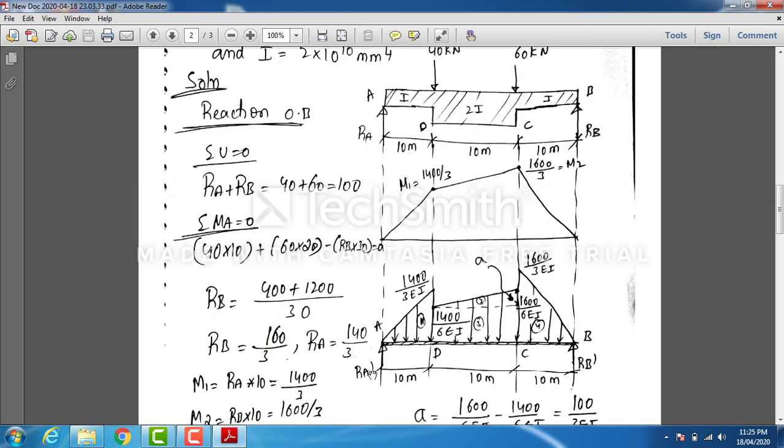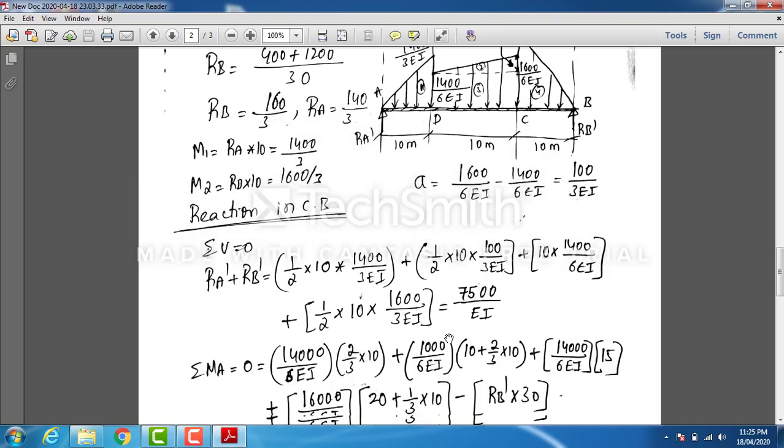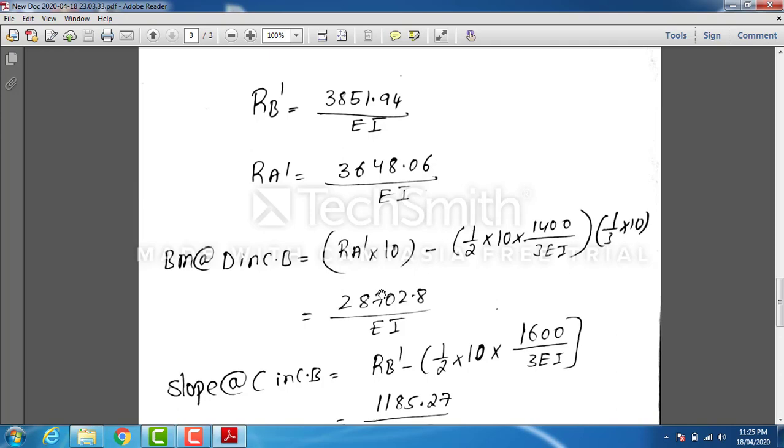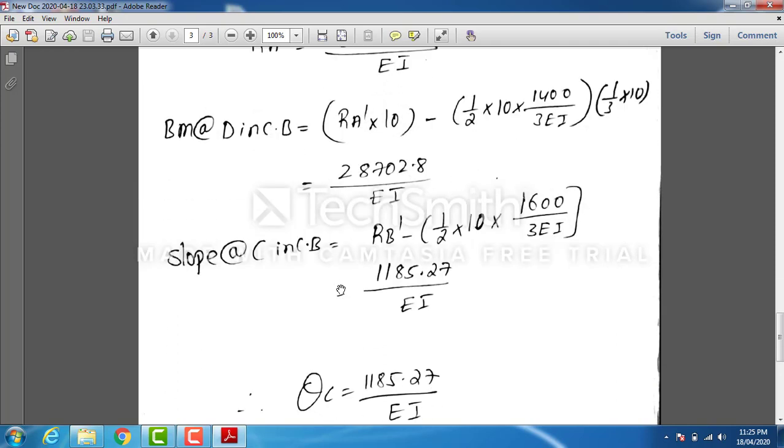So it's better to take RA into 10, moment of this area about D. So RA into 10 minus 1400 by 3 EI into 1/3 of 10. From the CG of this triangle to the point it is 1/3 of 10. That's what we wrote here. So here you got this bending moment value. This is also equal to your deflection at point D.